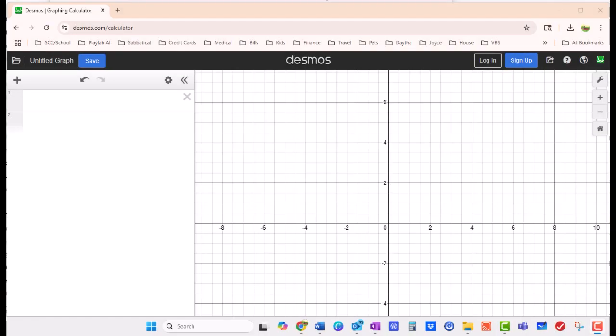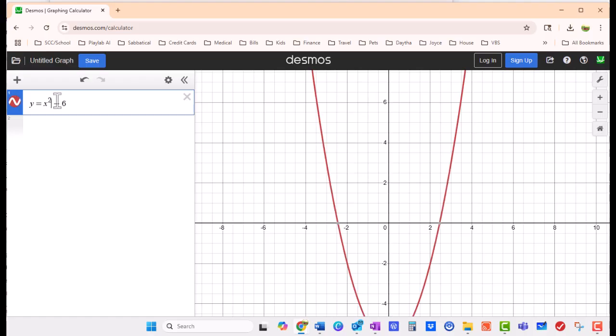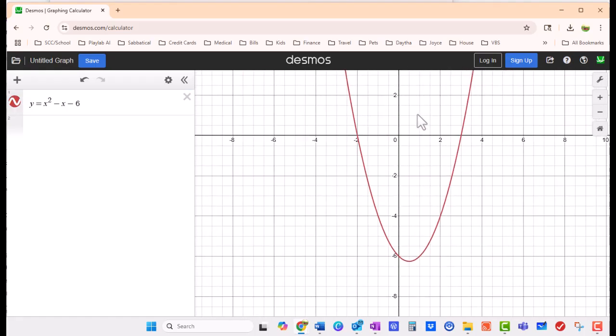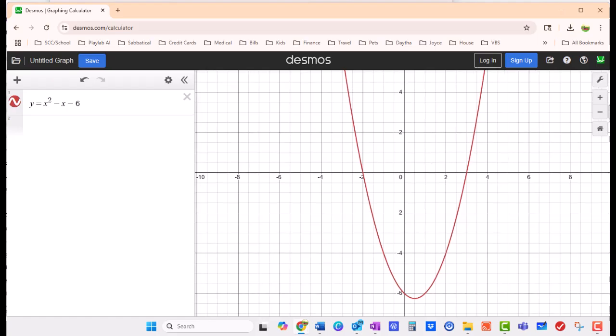Now, if you're using Desmos.com, you can choose the graphing calculator and click on this first line here and type in your equation that you're working with. It's x squared minus x minus 6. And it will graph the parabola for you. And you can always move around if you're not seeing everything, or zoom in or out.